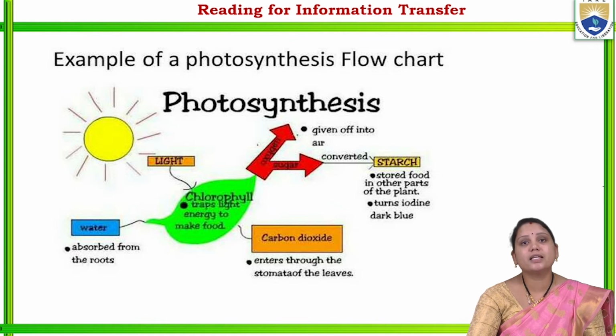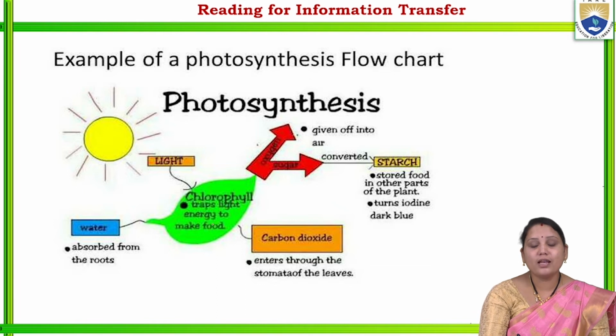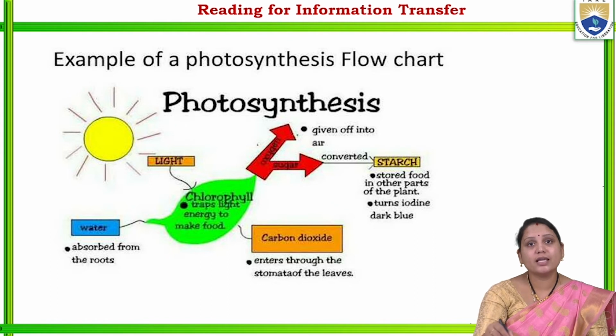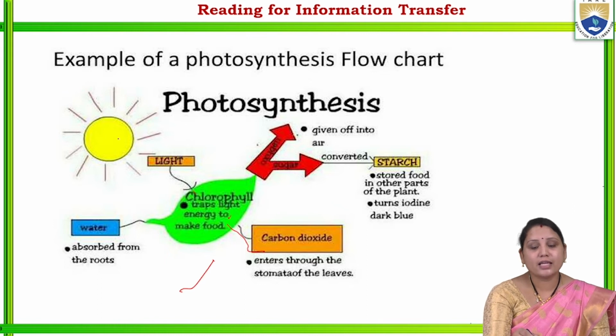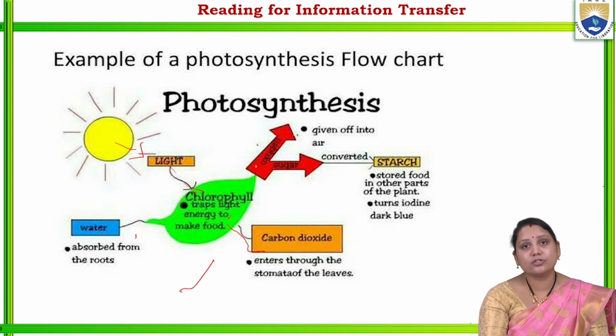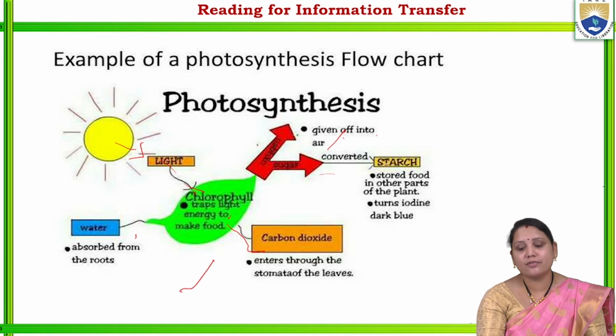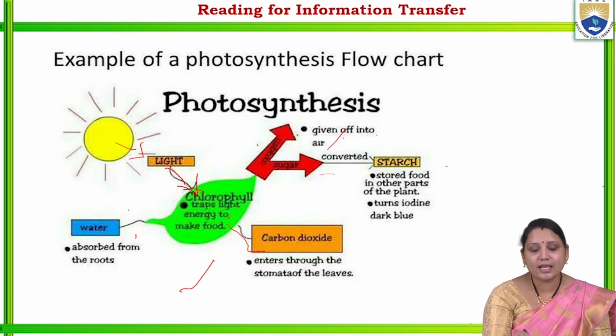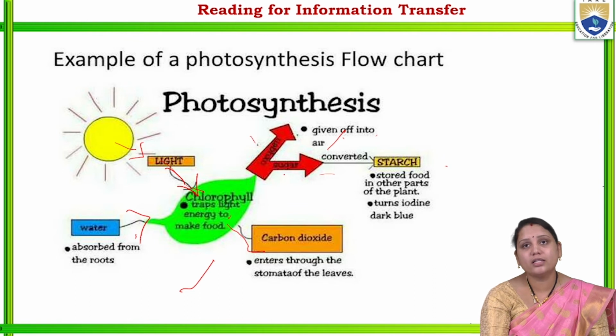Now, see here we are representing the process of photosynthesis. In what way has it been shown? Here the leaf is the major entity through which the process happens. The leaf has chlorophyll, which traps light energy. So, what happens? It takes in carbon dioxide, it takes light from the sun, and it takes water, which gives rise to what is given off into the air and converted into starch. So, it is taking in these three entities and giving out these two things.